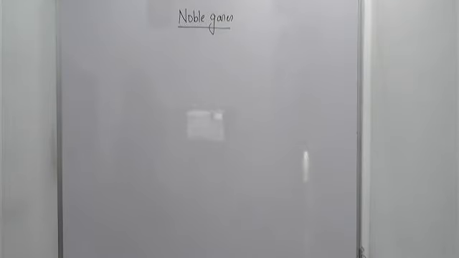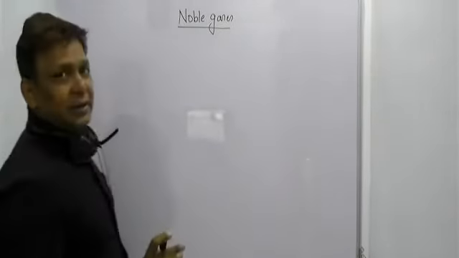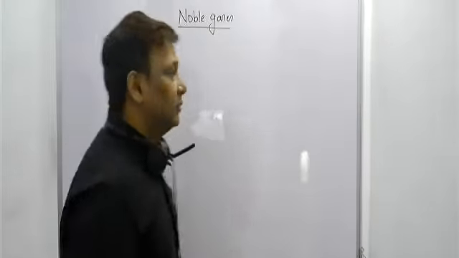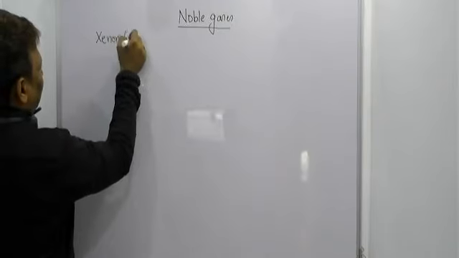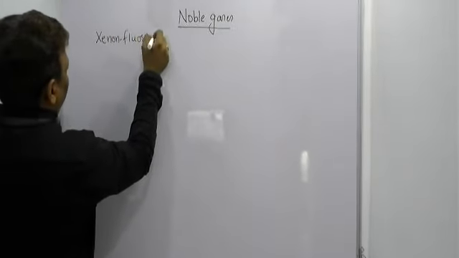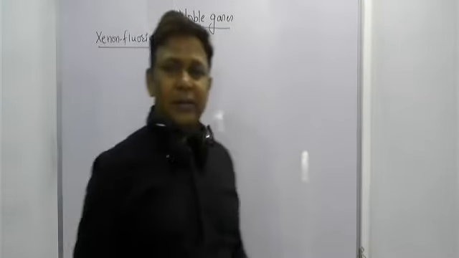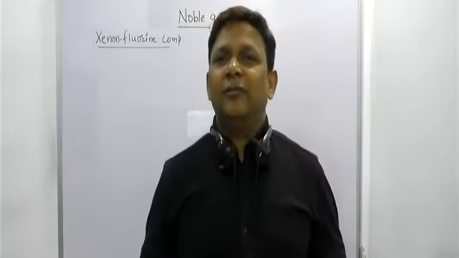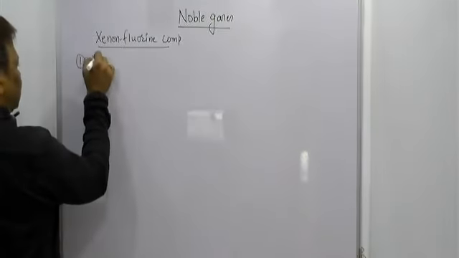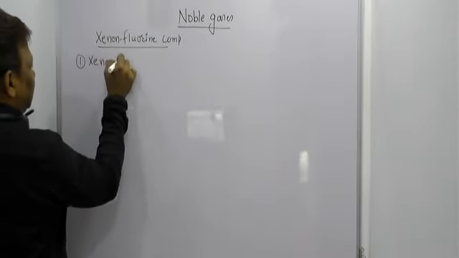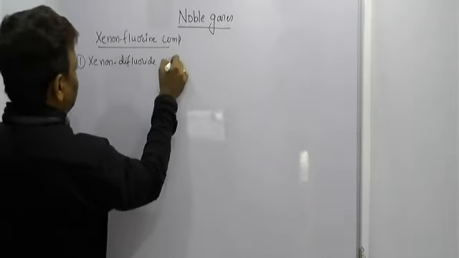Now, in these noble gas elements, we are going to see, according to NCERT and according to the textbook, for exam point of view. First one, I want to discuss xenon fluorine compounds. For example, xenon difluoride. The first one which we are going to discuss is xenon difluoride.